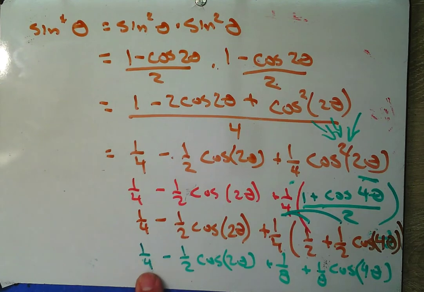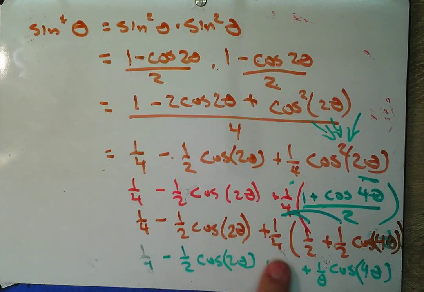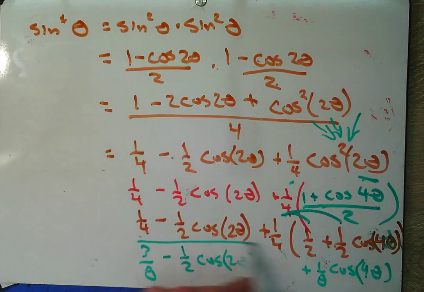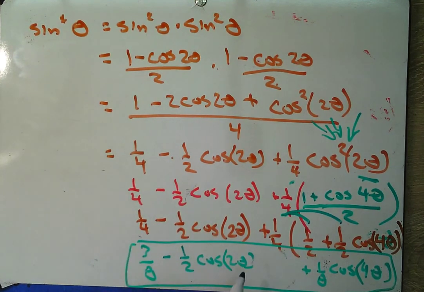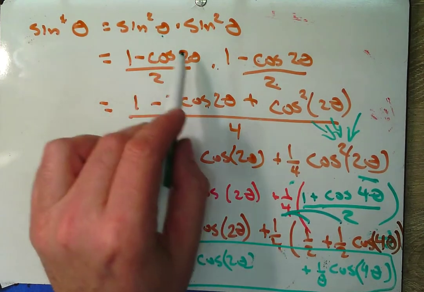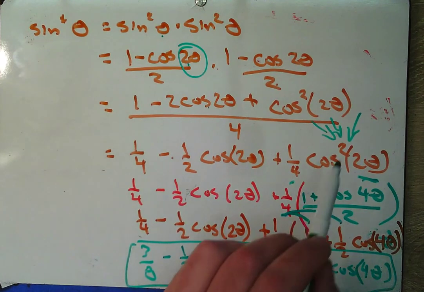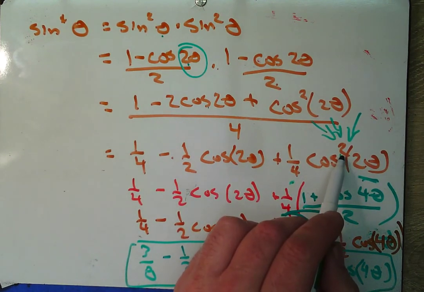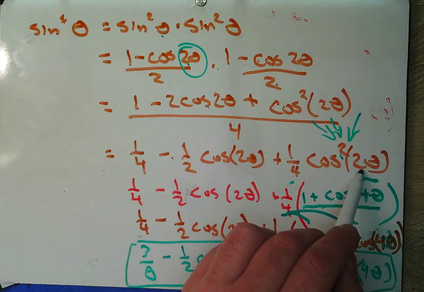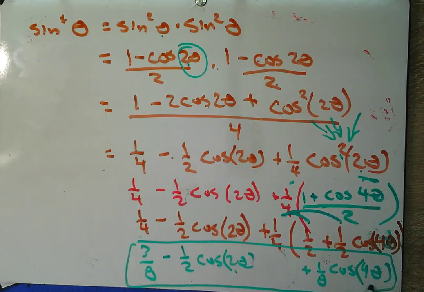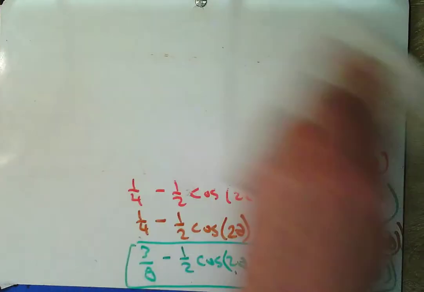And 1/8 plus 1/4 will make 3/8 out in front. And so there's my answer. Please note, the first time I used the power reducing identity, the angle went to 2 theta. That's why this is 2 theta. And then the second time I used the power reducing identity, this angle doubled, and so now I have over here a 4 theta.